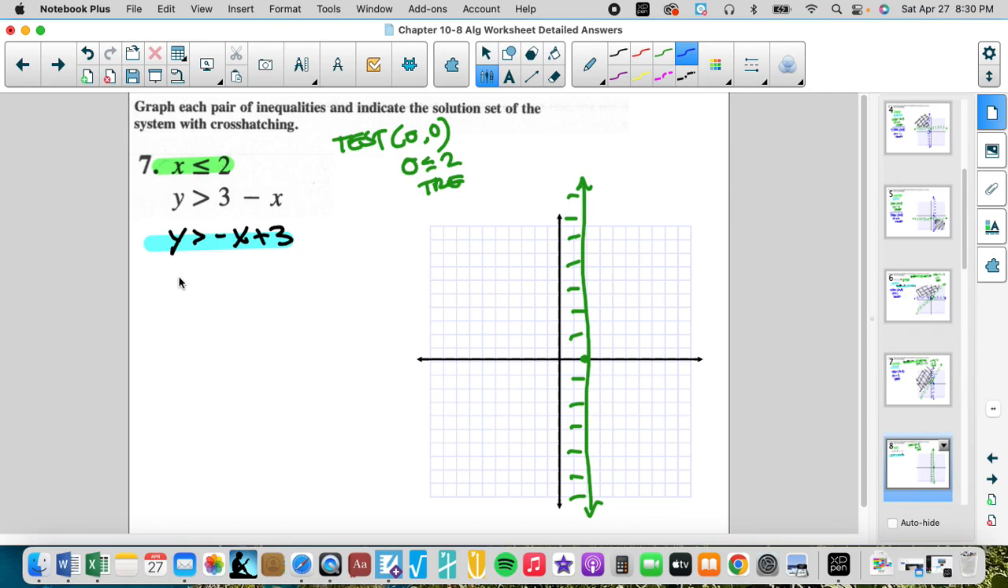Let's do this. This has a slope of negative 1, a y-intercept of 3. Open circle on y-intercept of 3, 1, 2, 3. Open circle, down 1, right 1, down 1, right 1. That's going to be dotted.